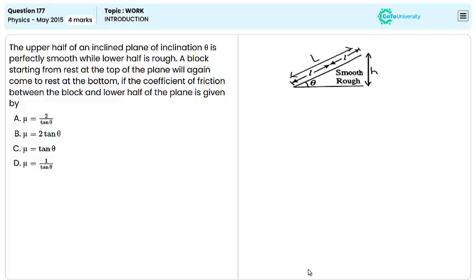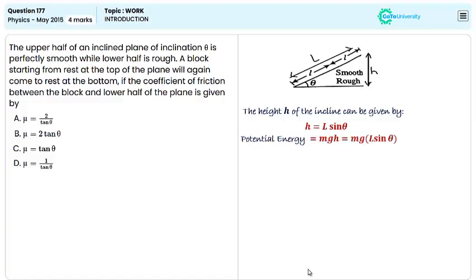Let m be the mass of the block, g the acceleration due to gravity, L the total length of the incline, and theta the angle of inclination. Let's find the height of the inclination. By using the Pythagorean theorem, we get the height h equal to L sin theta. The gravitational potential energy lost by the block as it descends the entire incline is mgh, which is equal to mg L sin theta.